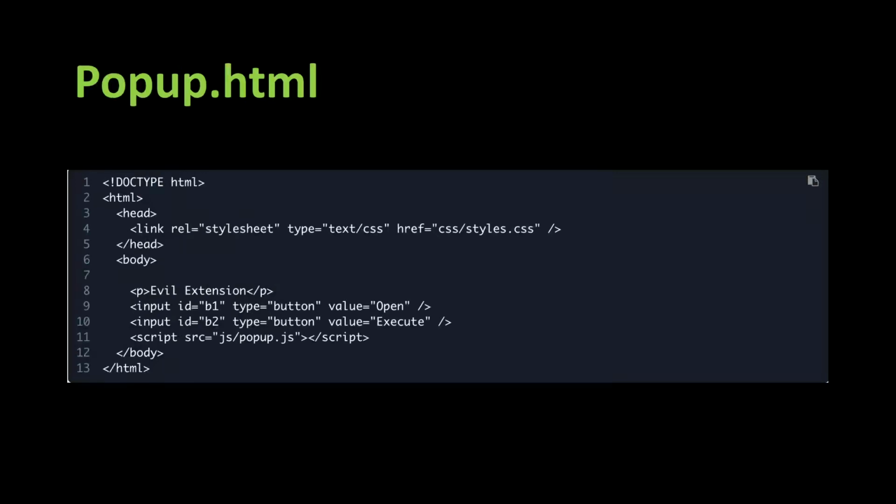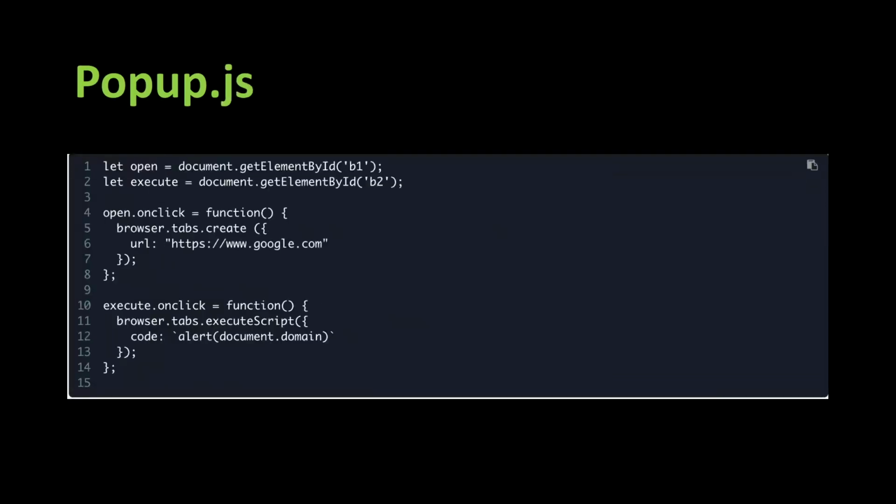Here's the source code for popup.html, which is just a simple HTML file that has two buttons. The first one is open, the second one is execute, and it has popup.js at the end. And here we have the popup.js. In a brief manner, as soon as you click on the open button, it loads google.com, and as soon as you click on the execute button, it calls JavaScript that alerts document.domain for you.